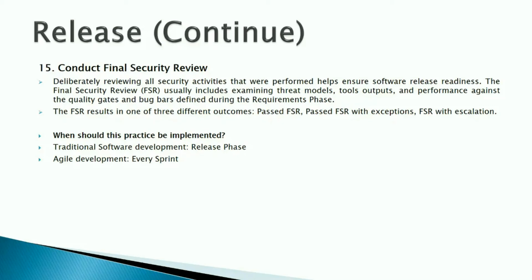In this security phase, they find out what exceptions can be made, or whether we need to review the security code and which phases we need to take care of. This is the final review process. In the traditional software development process, it can be used in the release phase, and in the agile development process, it can be used in every sprint.